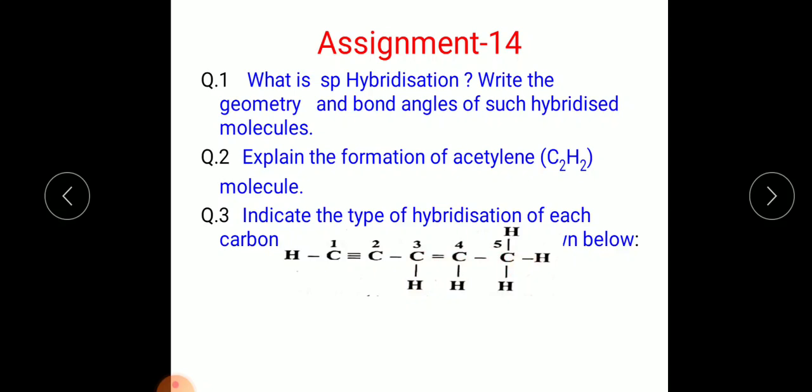For that, what you have to keep in mind is that in our previous classes we have seen that sp3 hybridization corresponds to a carbon-carbon single bond, sp2 hybridization corresponds to the formation of a double bond, and sp corresponds to a triple bond. So from there you can identify which carbon atom is undergoing which hybridization. Complete this assignment and send it to my mail.